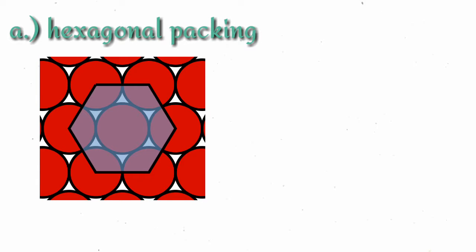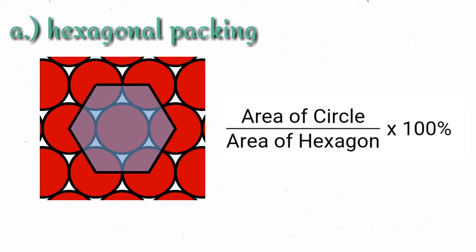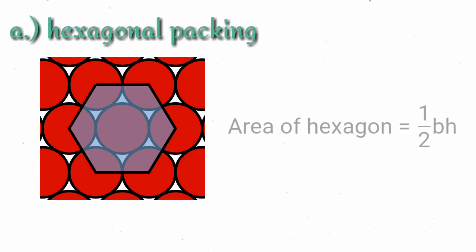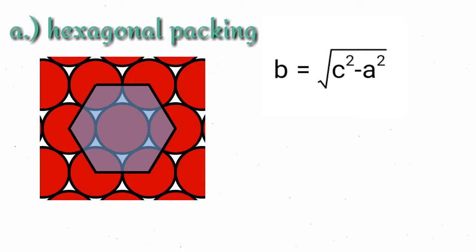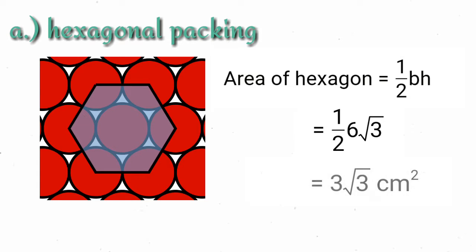In order to get the packing ratio using hexagonal packing, we will use the formula area of circle over area of hexagon times 100%. Area of hexagon is 1/2 base times height. To get the base, we'll use base is equal to square root of c squared minus a squared, and we'll get 3 square root of 3. Since the height is equal to 2, area of hexagon is equal to 1/2 times 6 square root of 3, or 3 square root of 3 centimeters squared.